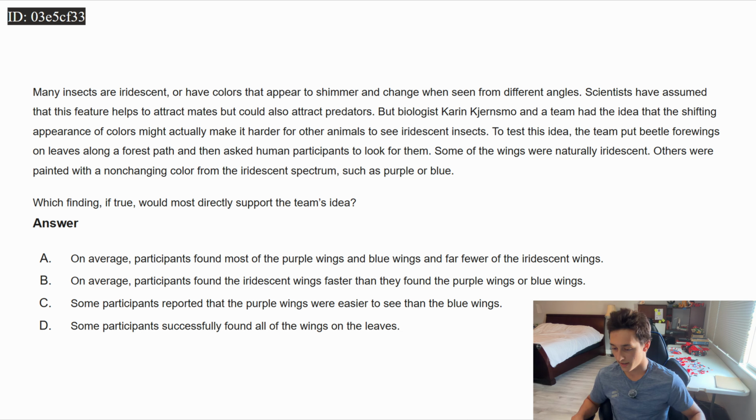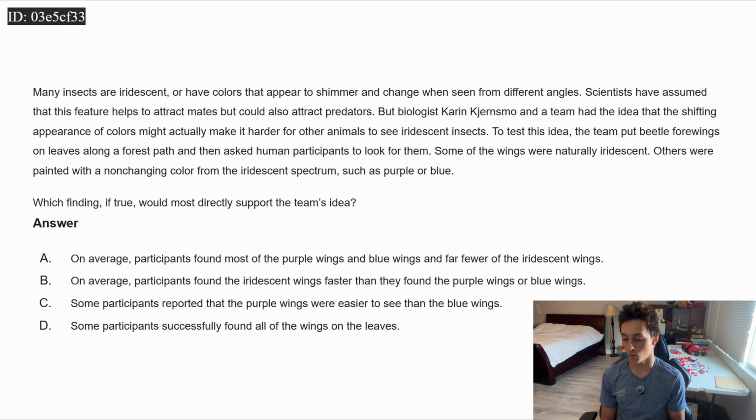Many insects are iridescent or have colors that appear to shimmer and change when seen from different angles. Scientists have assumed that this feature helps to attract mates, but could also attract predators. But biologist Karen and a team had the idea that the shifting appearance of colors might actually make it harder for other animals to see iridescent insects. To test this idea, the team put beetle forewings on leaves along a forest path and then asked human participants to look for them. Some of the wings were naturally iridescent. Others were painted with a non-changing color from the iridescent spectrum, such as purple or blue. The question is asking which finding, if true, would most directly support the team's idea.